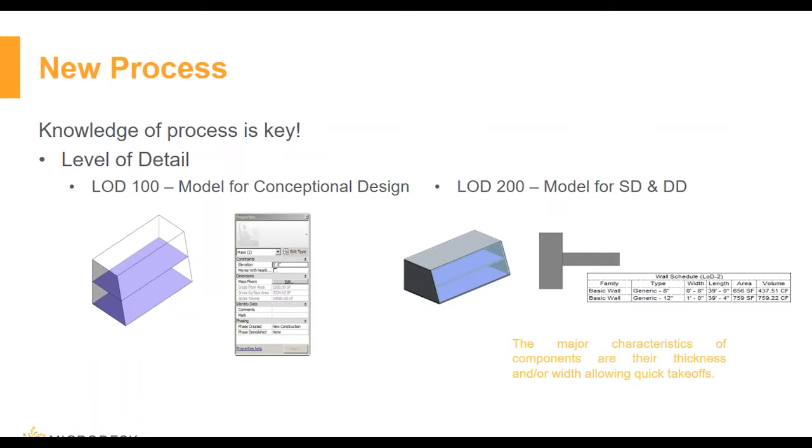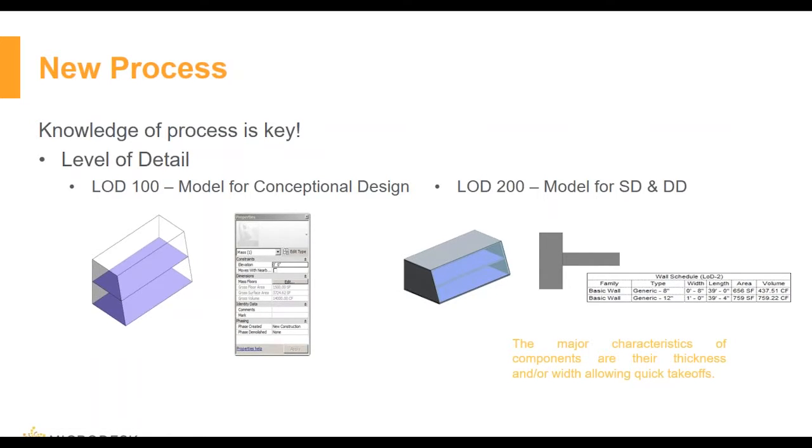On the other hand, LOD 200 models include elements in which masses have been replaced with generic models. So analysis based on overall systems can still be performed, and quantities based on specific elements can be obtained. As you can see here, we have a schedule for walls. It displays the different types of walls, their width, their length, their area, their volume. So the major characteristics of components are displayed in this schedule and are available for you if you need to have a quick takeoff.